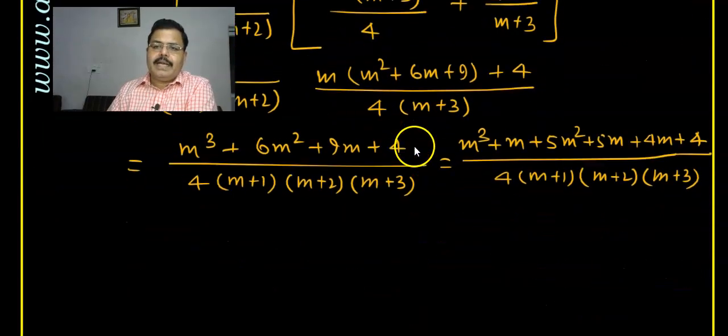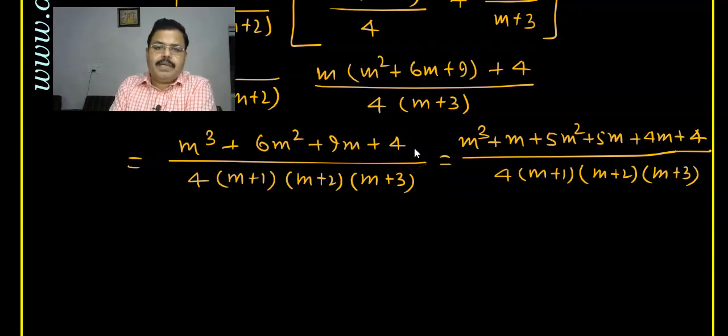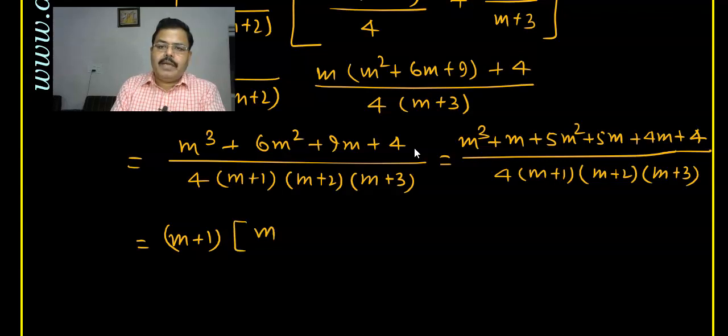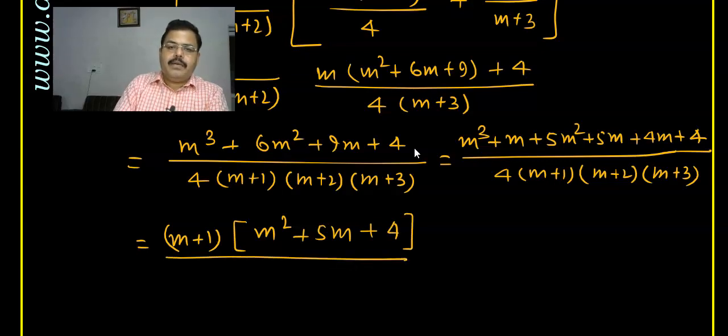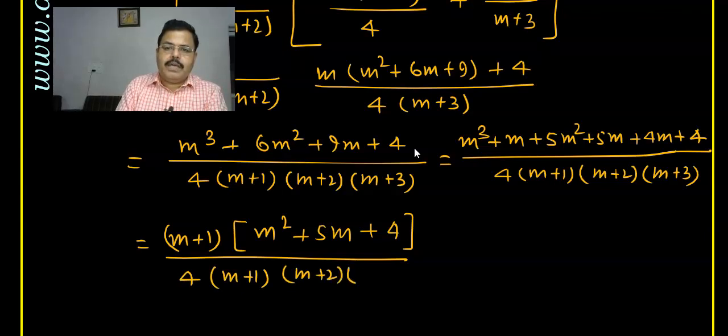So I can take common m plus 1, and if I take m plus 1 common from these two, then what is left? m square. And if m plus 1 is taken, then what is left? 5m. And what is left here? If I take m plus 1, so 4 is left. Divided by 4 times m plus 1, m plus 2, and m plus 3. Isn't it?